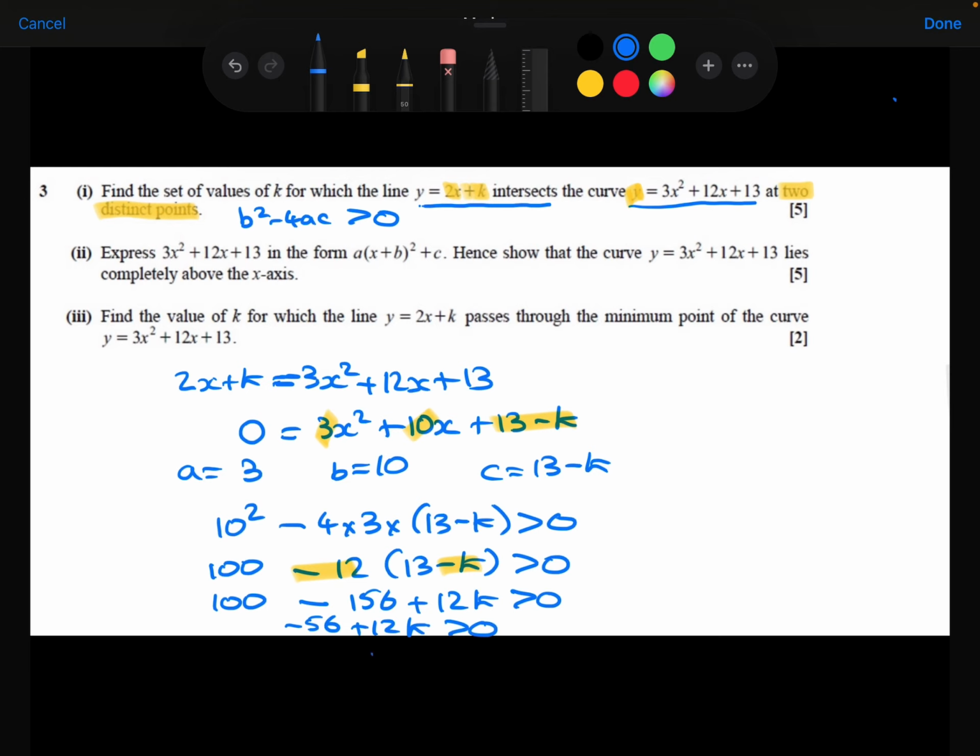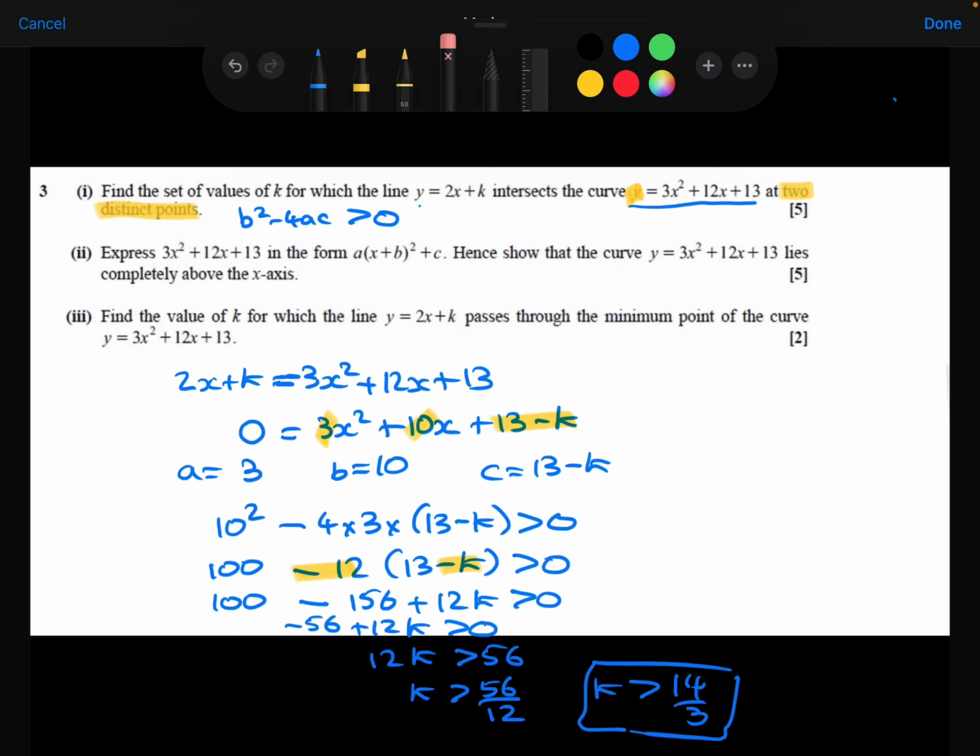Let's add 56 to both sides and divide both sides by 12. So k has to be greater than 56 over 12. Let's simplify the fraction to be 14 over 3. If k is bigger than 14 over 3, then this straight line will intersect that quadratic in two places.